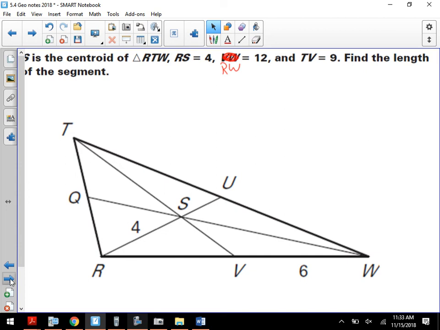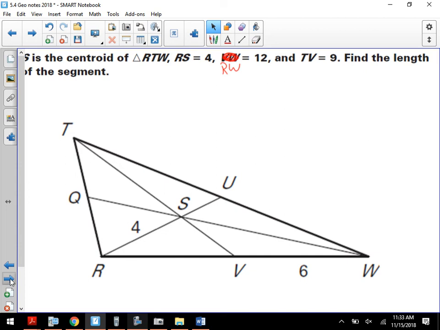RS, is that vertex to centroid or centroid to side or the whole thing? It's not the whole thing. Which part is it? Vertex to centroid. So vertex to centroid is 4. How much is centroid to side? 2, which means the whole thing is 6. Okay. TV, is that the whole thing or a part of it?